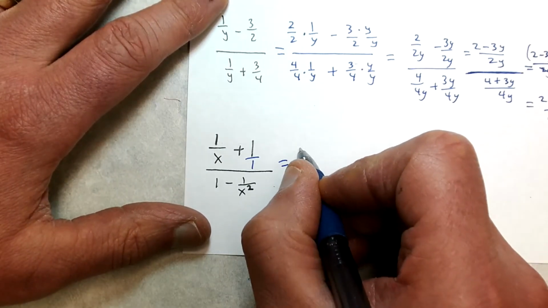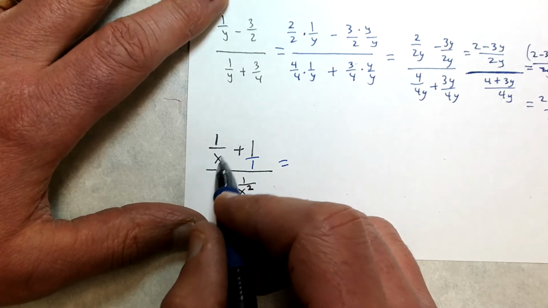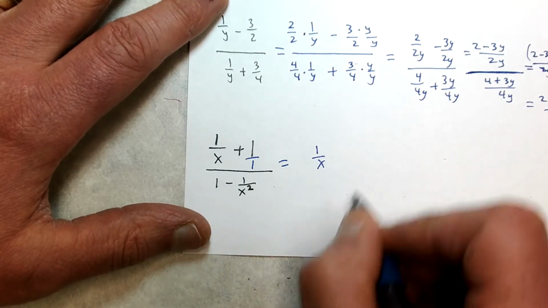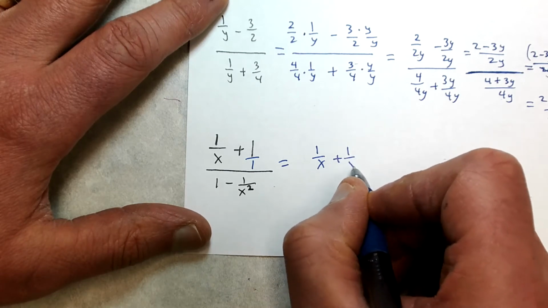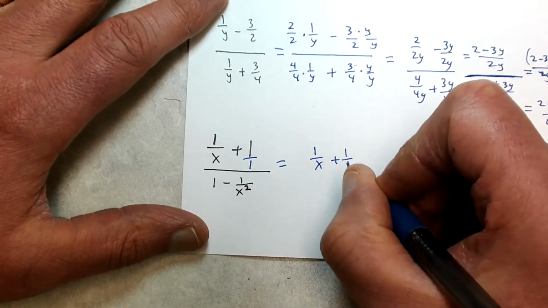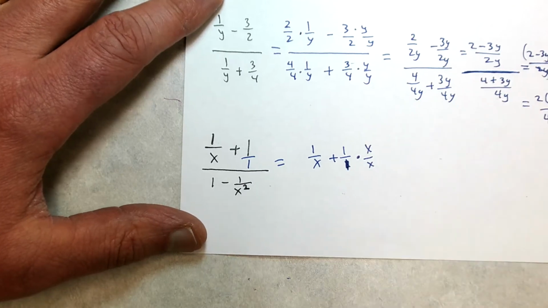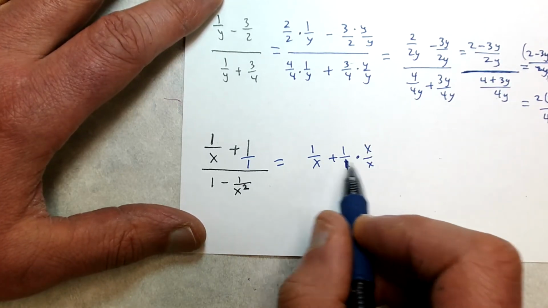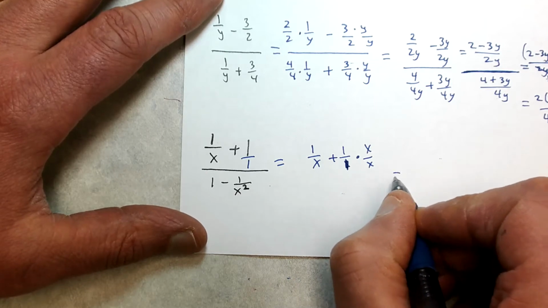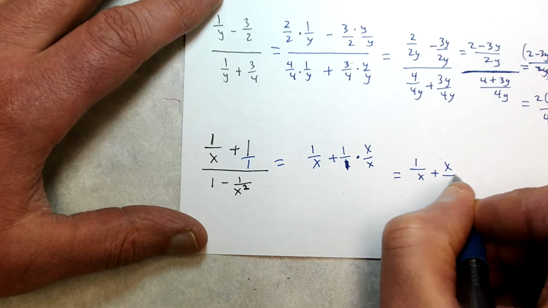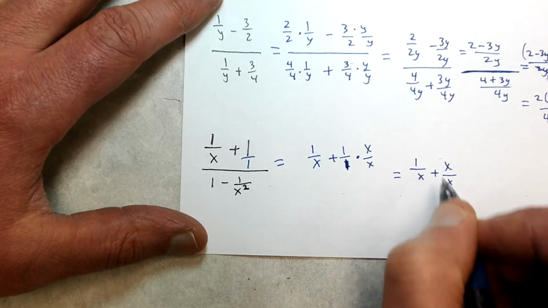I'm going to go ahead and multiply. I don't need to multiply this fraction by anything. It's already in its common denominator of x. But this second fraction, I'm going to multiply by x over x to go ahead and create a common denominator of x. And that will give me now 1 over x plus x over x. And again, I can't cancel cross addition.